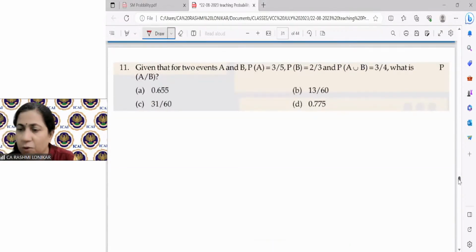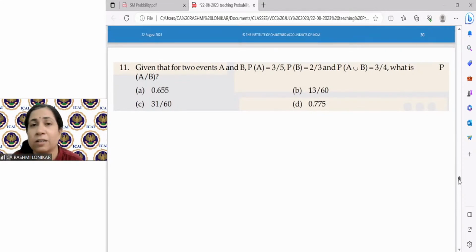So these later sums are ones which I want you to do very clearly. You should do them with a completely fresh mind.